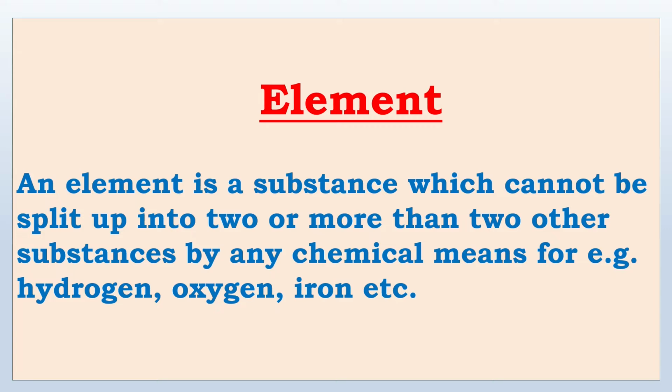And what is the meaning of this definition? If we have an element and if we try to change it to other simpler substances by any chemical process, any chemical means, then we'll not be able to do so. That's why this is the identity of element.